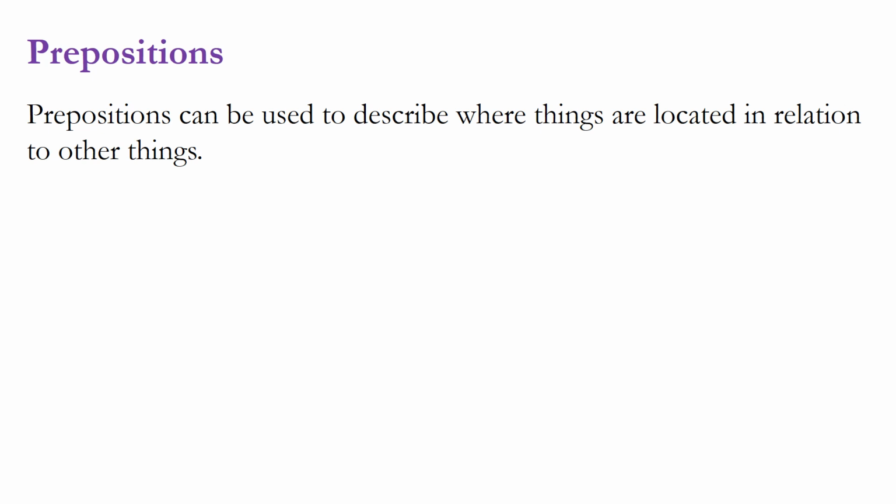For instance, my t-shirt is in the washing machine. The in is the preposition. It tells me where the t-shirt is. Or my laptop is on top of the desk. The on top of is the preposition telling me where the laptop is.